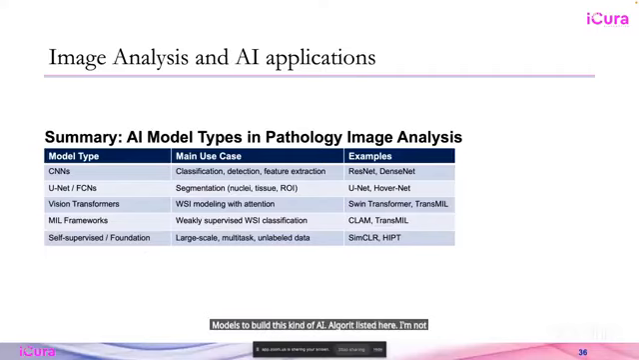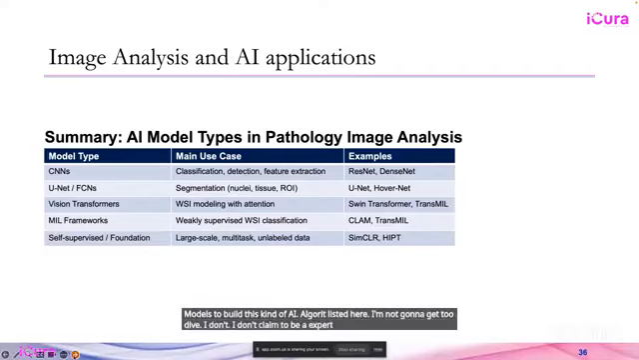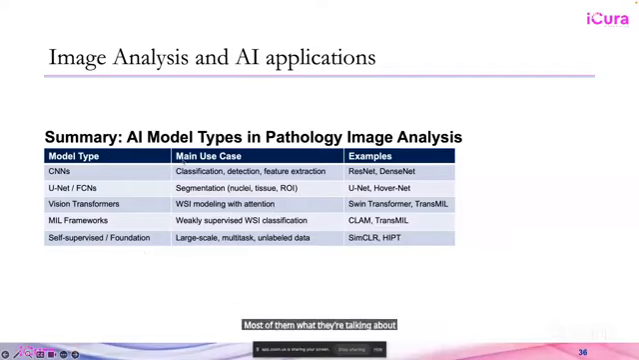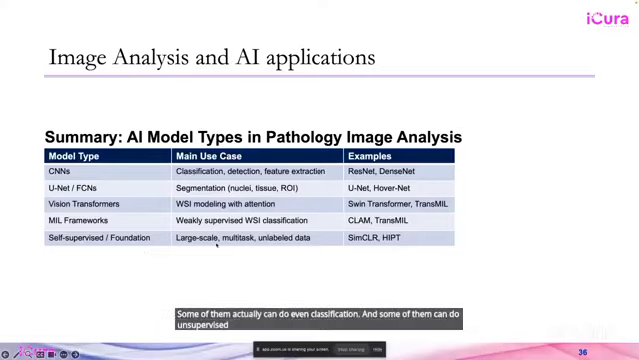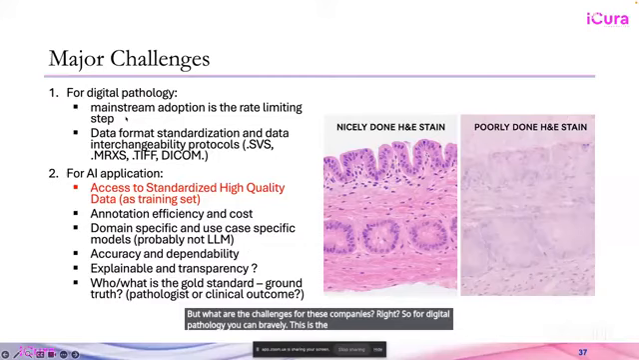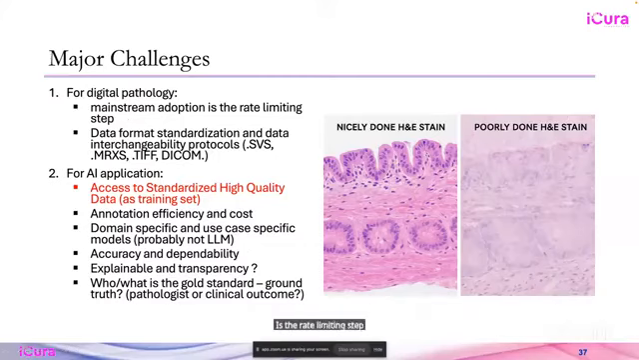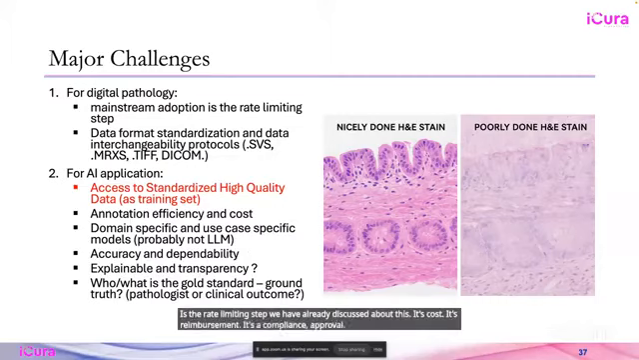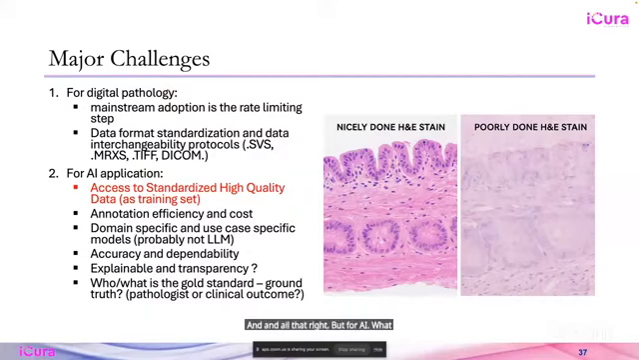I'm not going to get too deep. I don't claim to be an expert here, but I know most of what they're talking about, especially their use cases, right? Some of them are really good at tissue segmentation, some of them can even do classification, and some of them can do unsupervised, unlabeled data training. That's what we discussed a little bit earlier. But what are the challenges for these companies? For digital pathology, mainstream adoption is the rate limiting step. We have already discussed this: it's cost, reimbursement, compliance approval, and all that, right? But for AI, what are the major challenges?